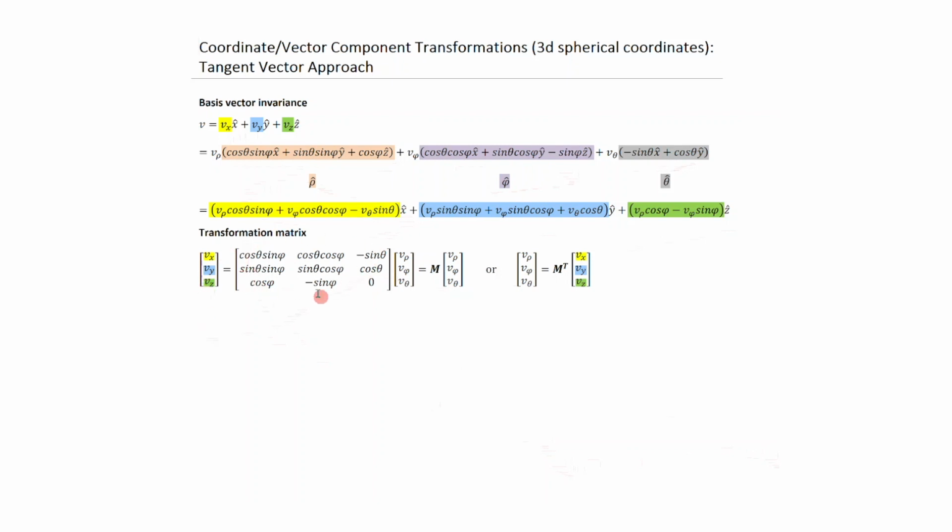And we end up with a matrix here, which now is M. Or if we want to invert, which means express v rho psi theta in terms of x, y, and z, then that just becomes the transpose of that matrix. So that more or less gives us the process for coming up with the transformation matrices.